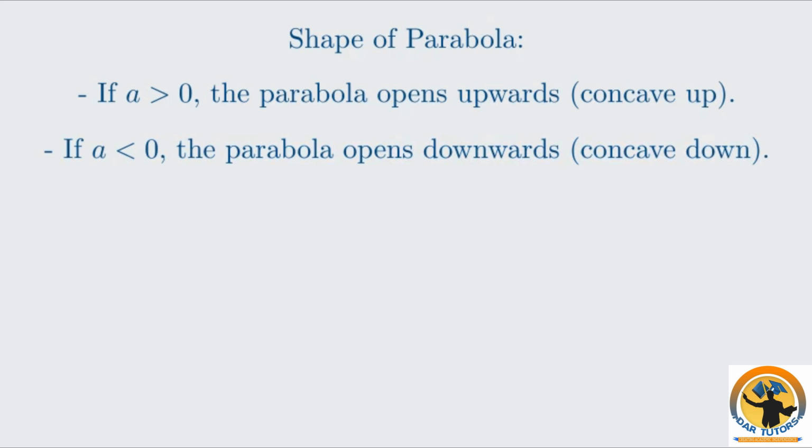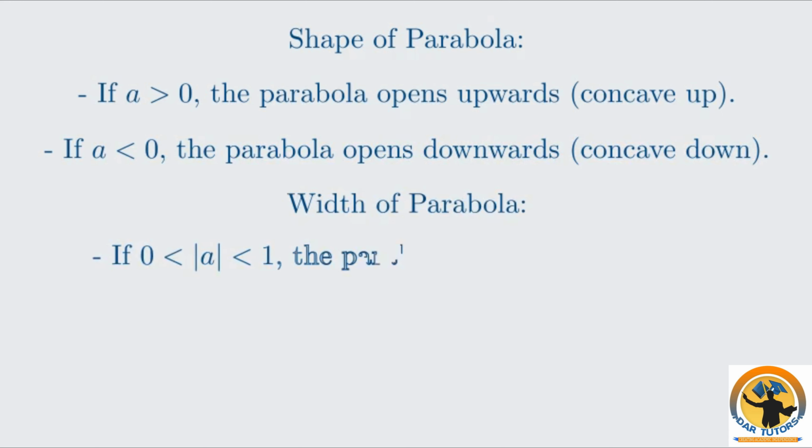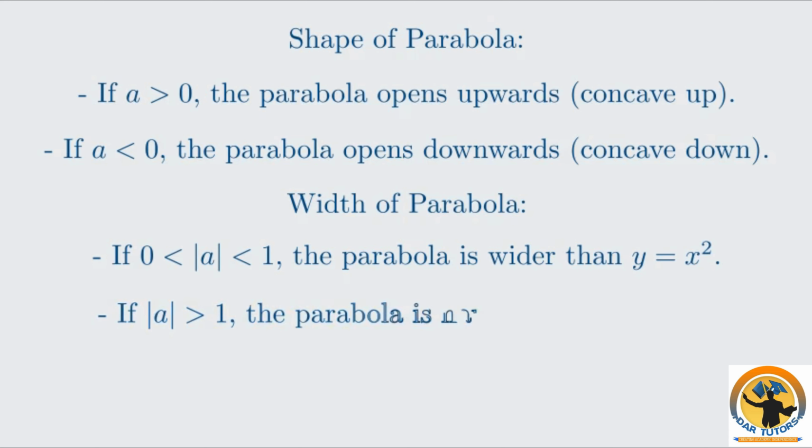The absolute value of a controls the width of the parabola. If the absolute value of a is between 0 and 1, the parabola is wider than the basic parabola y equals x squared. If the absolute value of a is greater than 1, the parabola is narrower.